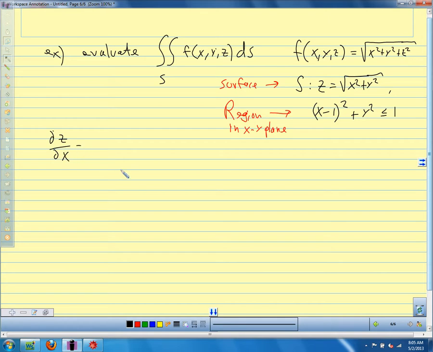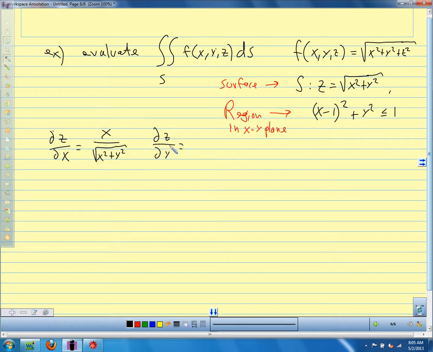dz/dx equals what? 1 over the square root of x squared plus y squared, times 2x over 2, so x over the square root of x squared plus y squared. And we have kind of a symmetrical situation here.